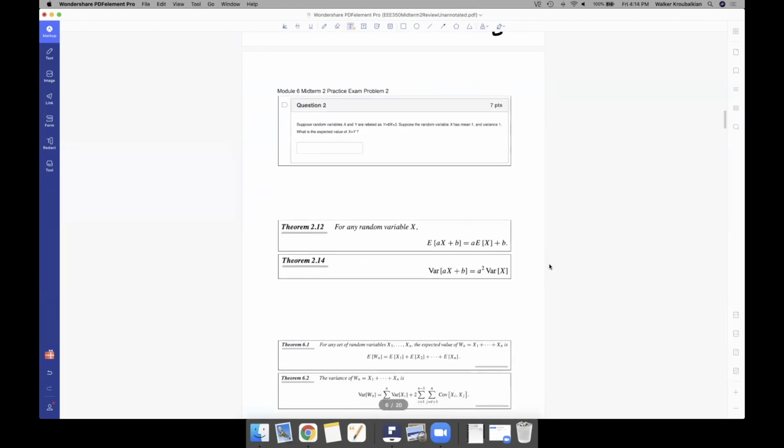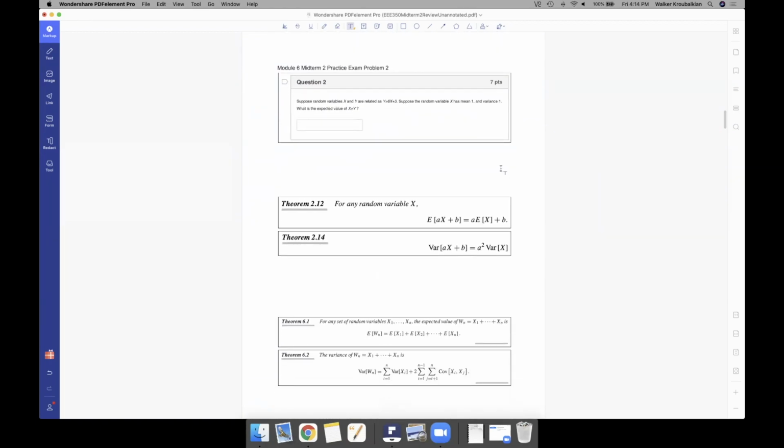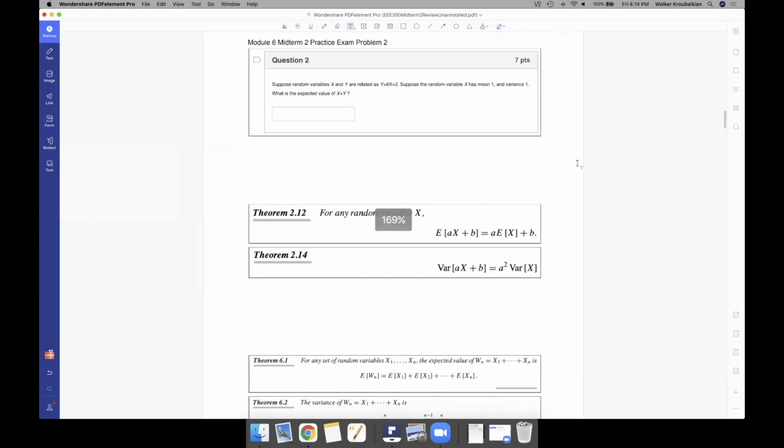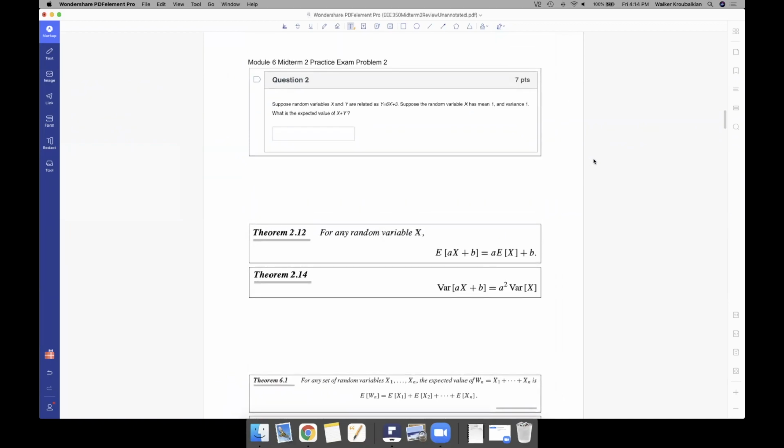And on to the second problem. Like I said, if you have any questions, post them in chat, and I'll try to keep track of them. All right, problem 2.